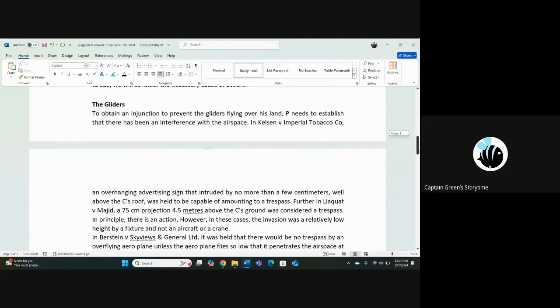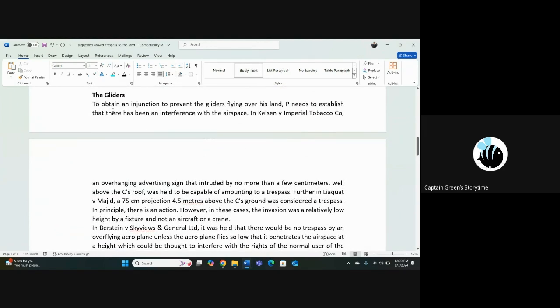Now coming towards our first situation, which is the gliders. Paresh wanted to obtain an injunction to prevent the gliders flying over his land. Paresh needs to establish that there has been interference with the airspace. This is the first requirement Paresh has to prove.